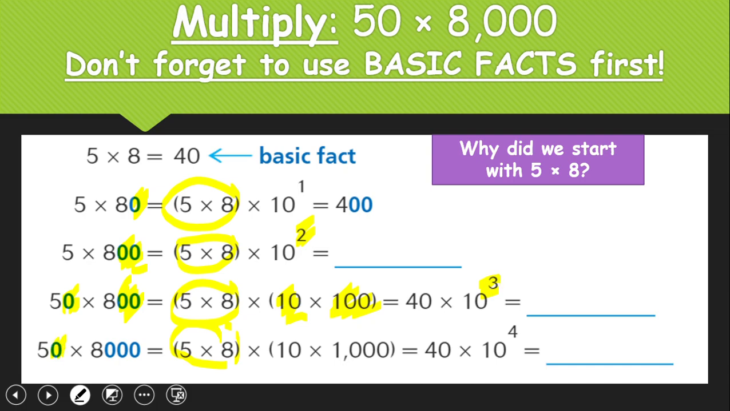And then here we have 10 to the fourth power, because we have 10 in our 50 right here, and then we have 1,000 in our 8,000.